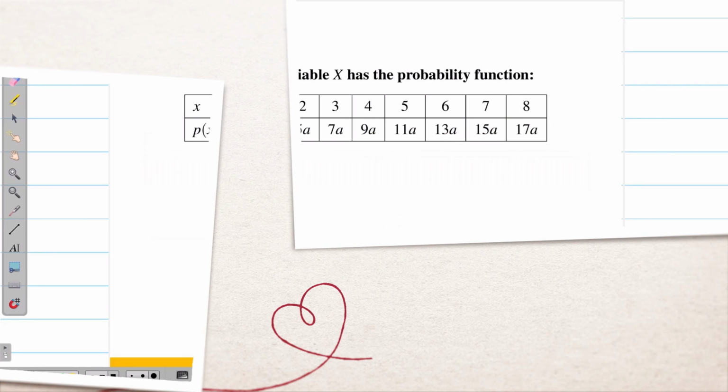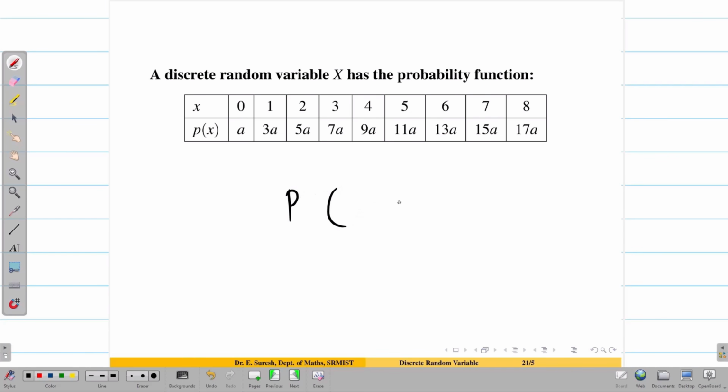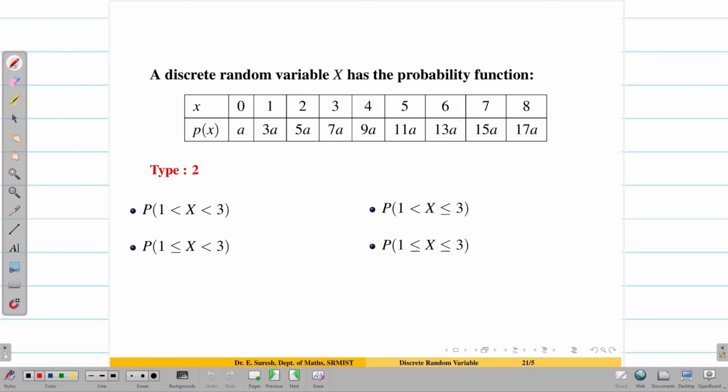Next question. They can ask probability of x lying between some values like 2 to 4. And then here they can ask different kinds of inequalities. Sometimes less than or equal to on both sides, or on the left or on the right, etc. Let us see one by one. So now we are going to explore these 4 cases.